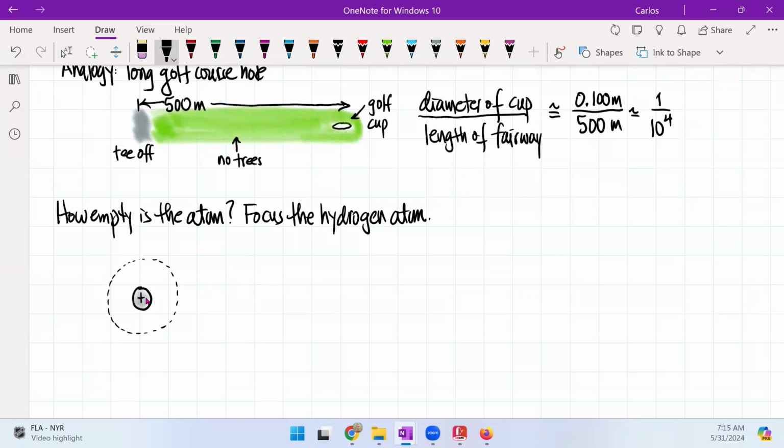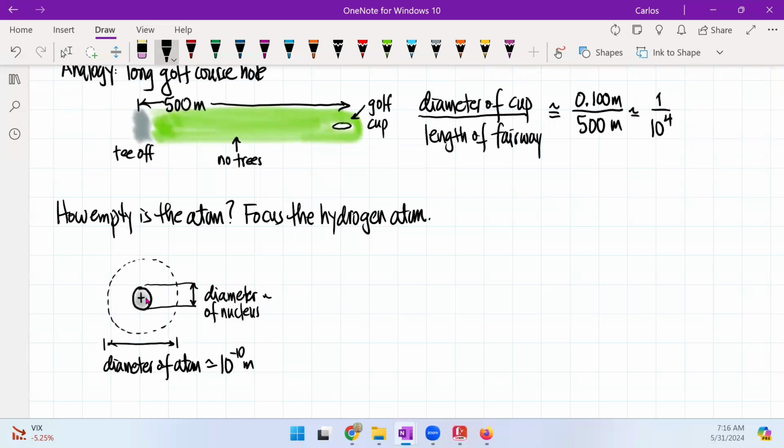So, in other words, the first energy level electrons, let's say, are going to be in that shell, right? The first one right here. When I look at the size here, this distance right here is the diameter of the atom. And if I look at the diameter of the atom, it's about 10 to the minus 10 meters. Now, the diameter of the nucleus varies a little bit. It's going to be of the order of 10 to the negative 14 to about 10 to the negative 15 meters.